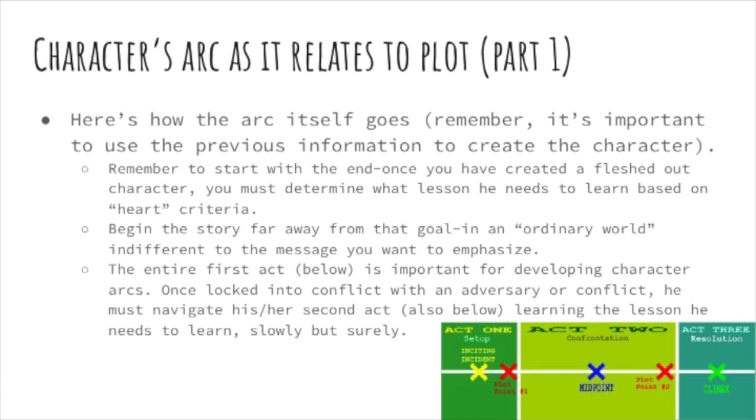But you need to take into account the heart of the story that I mentioned earlier. And you need to begin the story as far away from this heart need as possible. Like, for example, you just need to establish an ordinary world that's completely apathetic to any truth this character needs to learn, which you've established during the heart. But you need to end it with that truth and begin it far away from that. Simple? And the entire first act is important for developing character arcs.